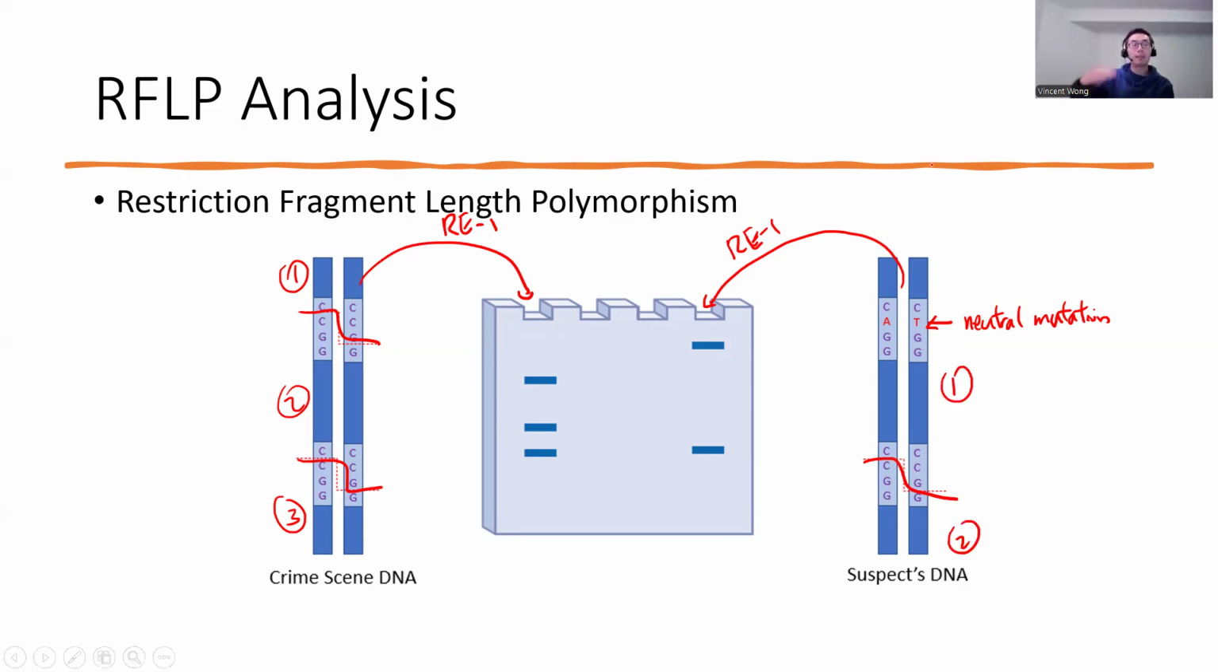Okay. So by comparing the length and the number of fragments that you generate by treating a sample with restriction enzymes, you can distinguish the samples between individuals, assuming that they have mutations at the recognition sites. Now, this is an oversimplification.